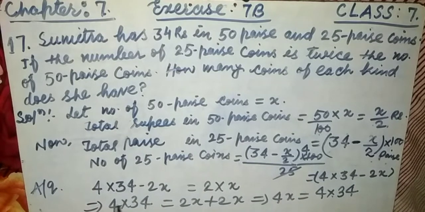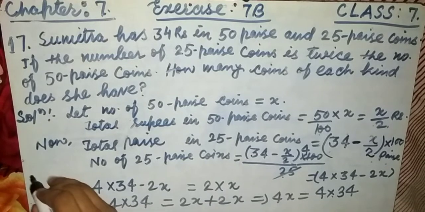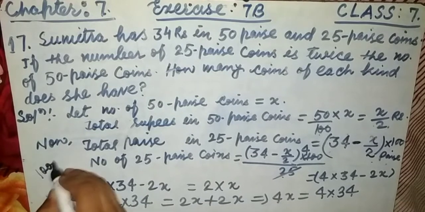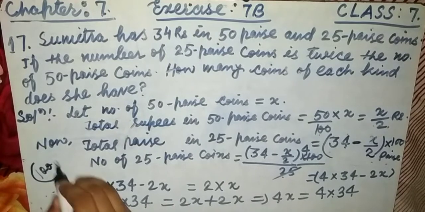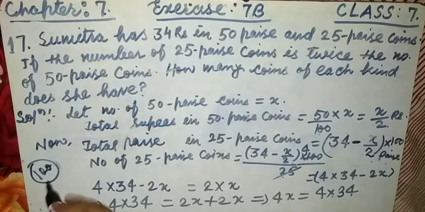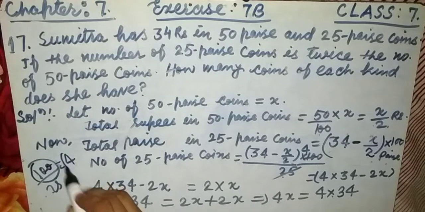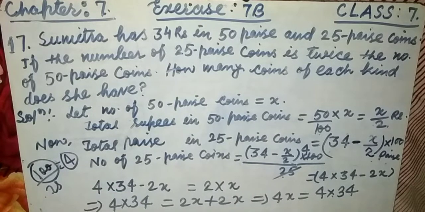Okay, now the number of 25 paise coins. Number of 25 paise coins means that this paise is divided by 25. Suppose 25 paise coins are 4 times, means 100 paise. 100 paise, how many 25 coins? 4. Why 4? Because if 100 is divided by 25, we will get 4. This 4 gives us the number of 25 paise coins. Number of 25 paise coins is 4.